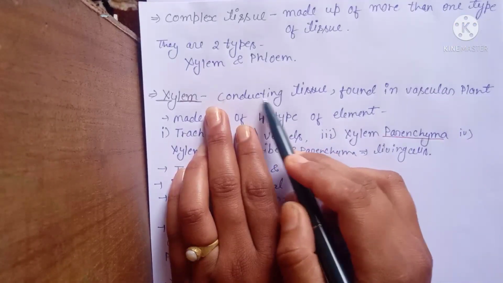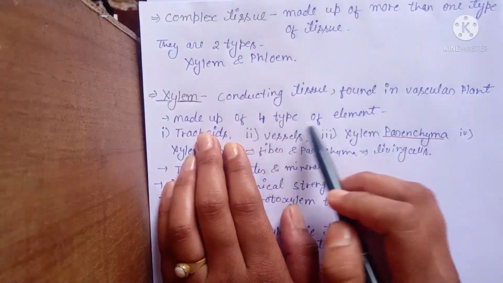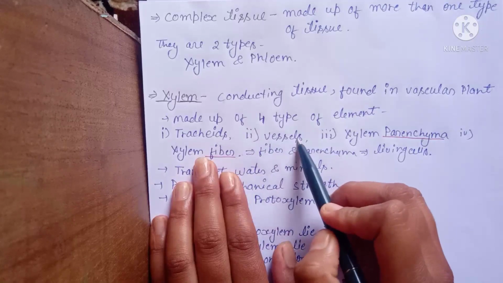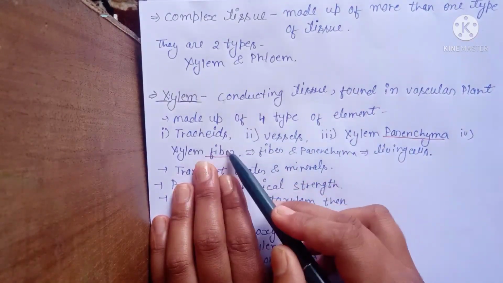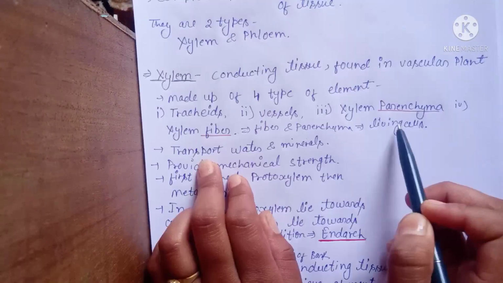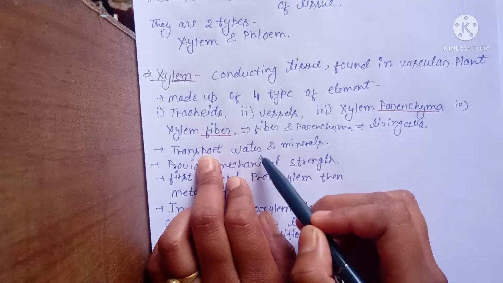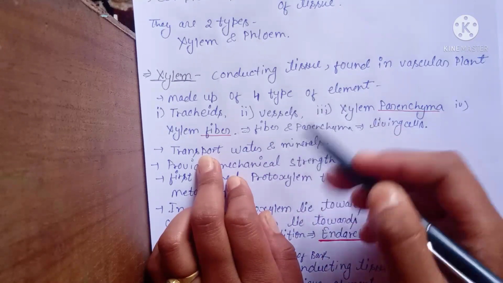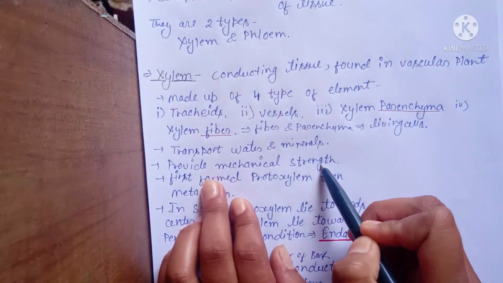First, xylem. Xylem is a conducting tissue found in vascular plants. These tissues are made up of four types of elements: tracheids, vessels, xylem parenchyma and xylem fiber. Xylem parenchyma and xylem fiber are living cells. The main function of xylem is transportation of water and minerals from root to the different parts of the plant. These tissues provide mechanical strength to the whole plant.